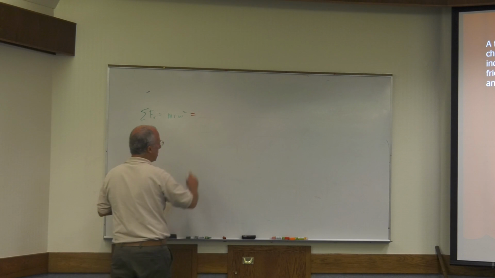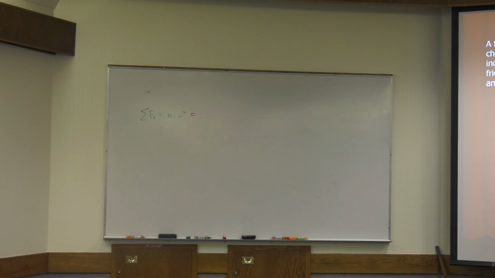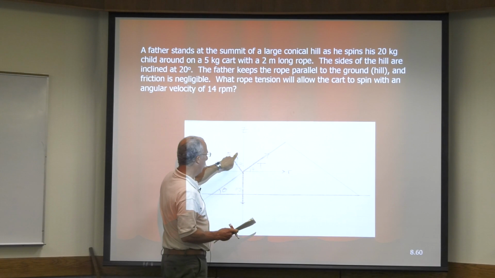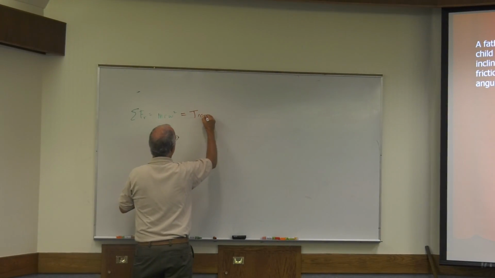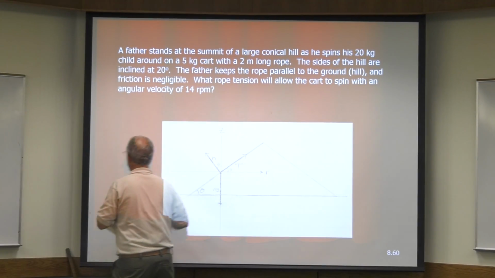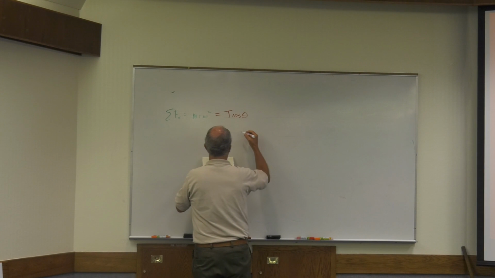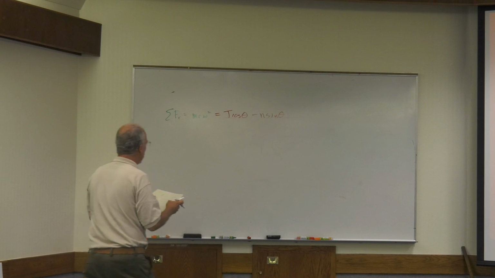Now, what's the sum of the radial forces? So again, here, this is T cos theta. How about this N? There's the N, here's N cos, here's N sine. So N sine points away from the center of the circle. So we have T cos theta, that's this, and then minus N sine theta. Okay, that's it for the radial equation.